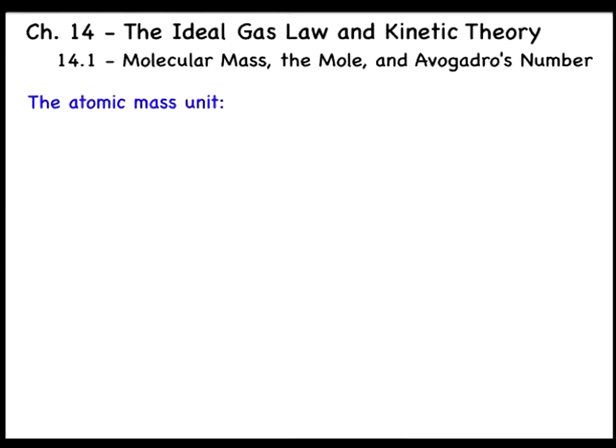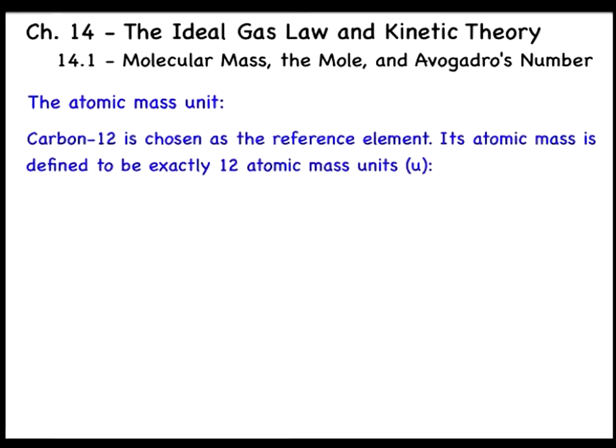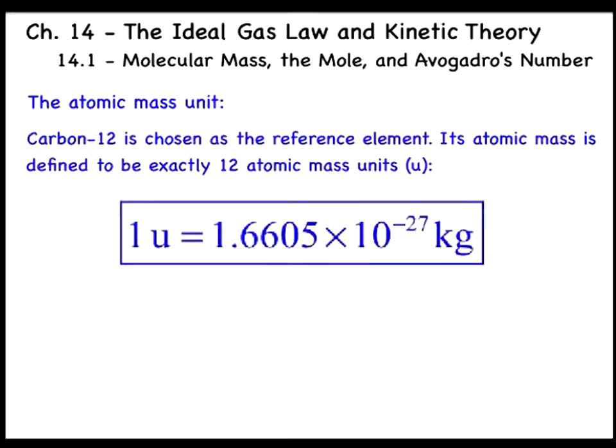By international agreement, the reference element is chosen to be the most abundant type or isotope of carbon, which is called carbon-12. Its atomic mass is defined to be exactly 12 atomic mass units, or 12 U. The relationship between the atomic mass unit and the kilogram is 1 U equals 1.6605 times 10 to the minus 27 kilograms.